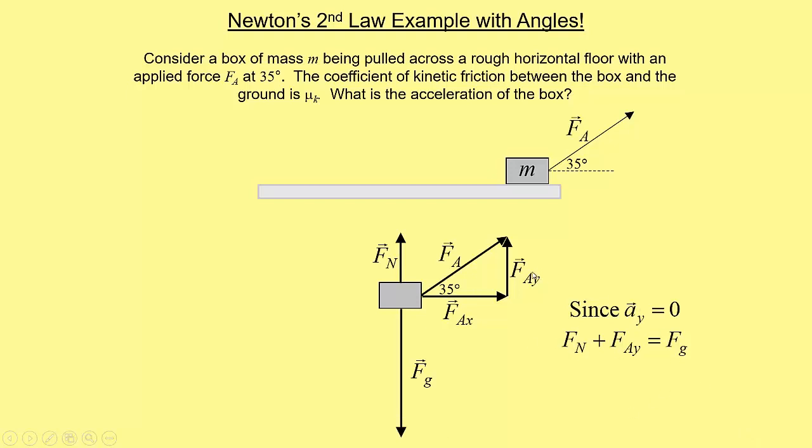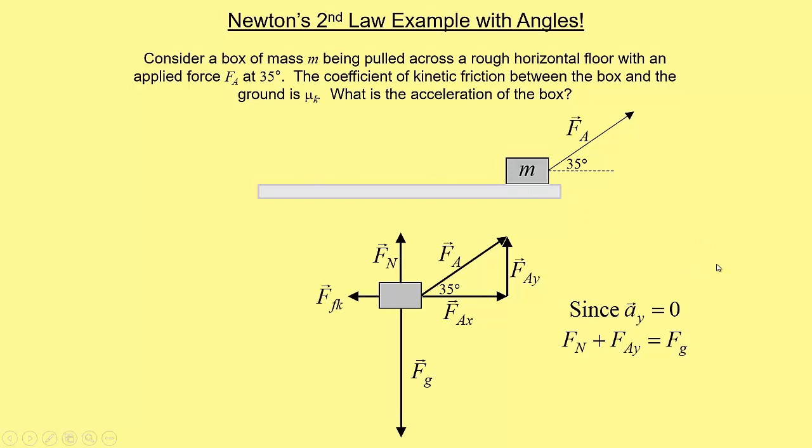Everybody okay with that one? So note, we have 3 vertical forces to keep track of. There is one more force that acts, and that is the aforementioned kinetic friction. Friction, of course, acts parallel to surfaces and opposes motion. So since the box is being pulled to the right, friction will act to the left.